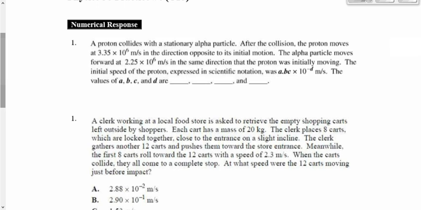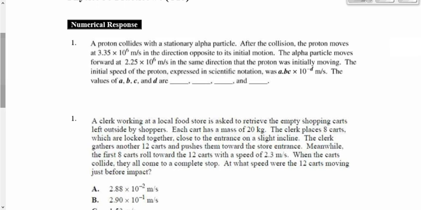It says after the collision, the proton moves at this speed in a direction opposite to its initial motion. The alpha particle moves forward in the same direction that the proton was initially moving. I think the wording of this is tricky. They're saying that whatever direction the proton is moving initially, that's the way the alpha particle is moving finally, and that's opposite to the way the proton is moving finally. There seems like there should be a way clearer way of stating that than they have in this question. But in the end, that's the way they stated it, so that's what we got to go with.